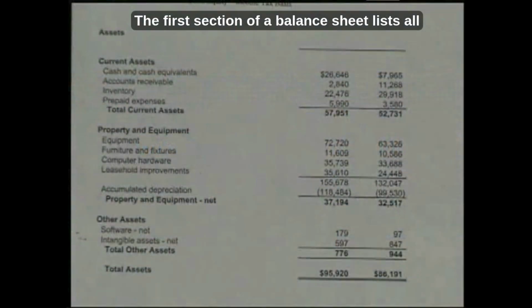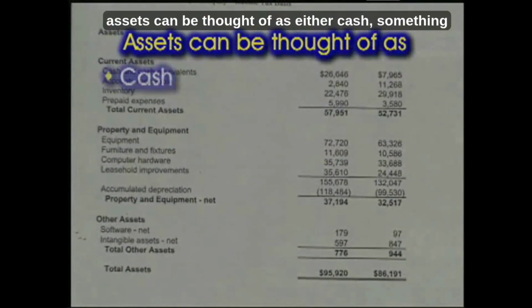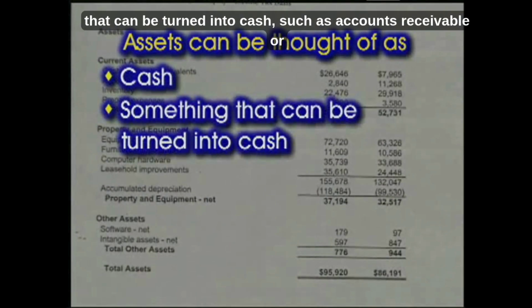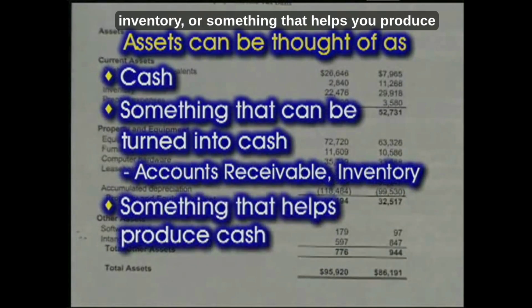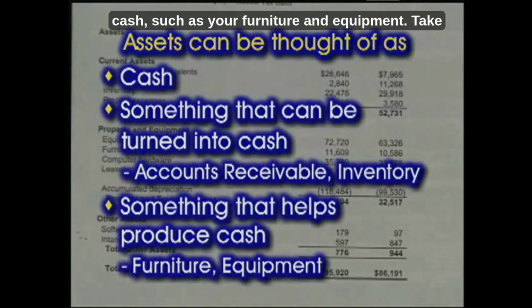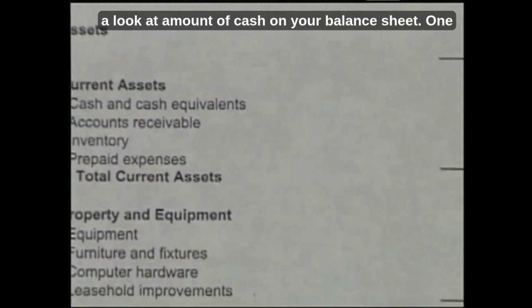The first section of a balance sheet lists all the assets of your practice. In their simplest form, assets can be thought of as either cash, something that can be turned into cash, such as accounts receivable or inventory, or something that helps you produce cash, such as your furniture and equipment. Take a look at the amount of cash on your balance sheet.